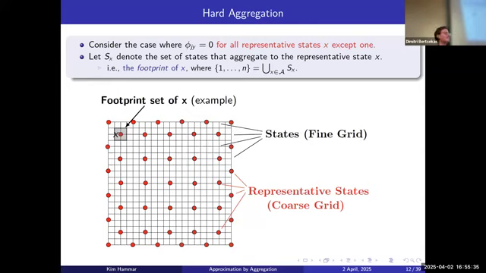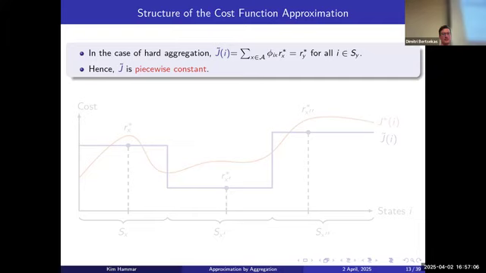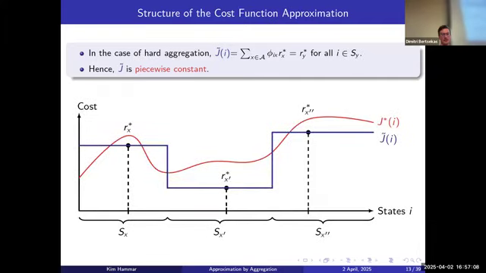Are there any questions about this footprint set? Any further questions? Yes, is the probability of going from original states to that representative state always one in the footprint set?